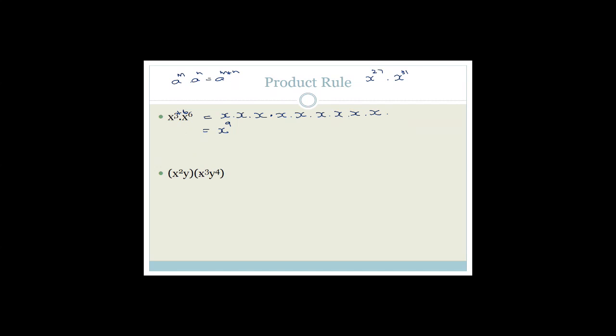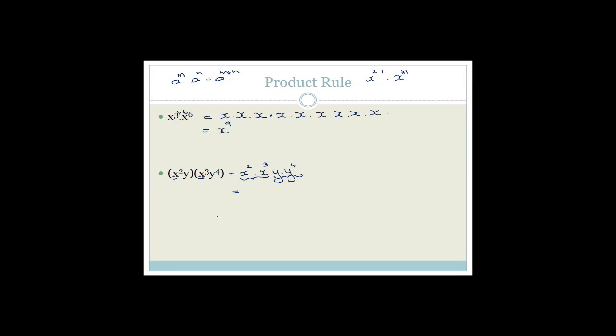So this question is a little bit of a step up from that one, because you've got multiple variables, different variables. So it's exactly the same principle, we just have to look at the separate variables separately. In other words, we're going to take our x's first. And what have we got? We've got x squared multiplied by x cubed. And then we've got y multiplied by y to the 4. So all I've done here is I've rewritten these two brackets so that my x's are next to each other and my y's are next to each other. And the only reason I've done that is because these are obviously common bases and these are common bases, and then it's easier to see.